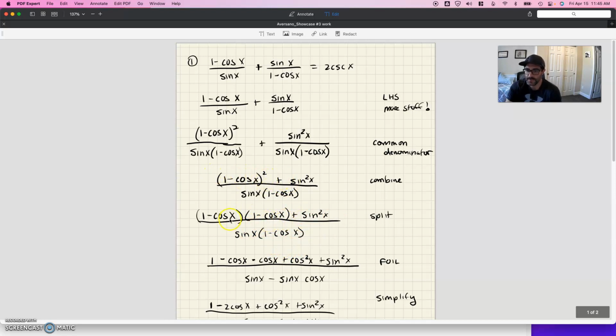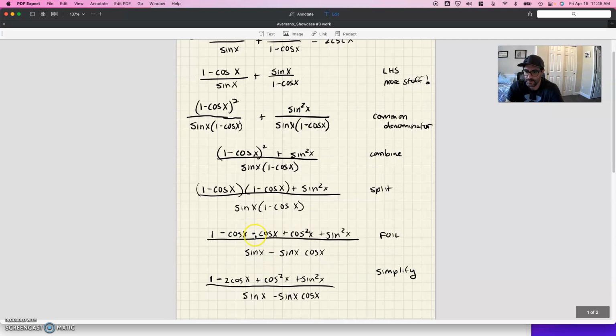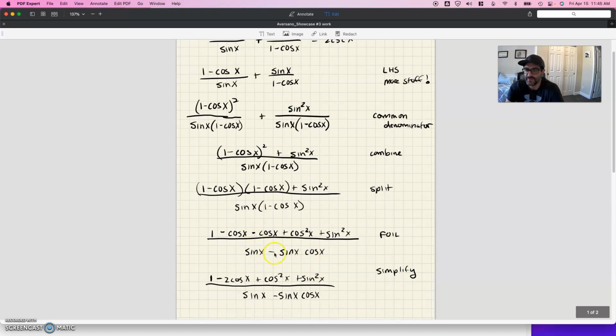So what I did was I split the terms, this 1 minus cosine x, into the two terms of what that actually means. And then I FOILed it, and I did the same thing on the bottom. We'll run into a situation in a little bit where I have to basically refactor this because foiling it didn't do me much service. So we'll just cross that bridge when we get there. But it's math. We can always undo what we've done.